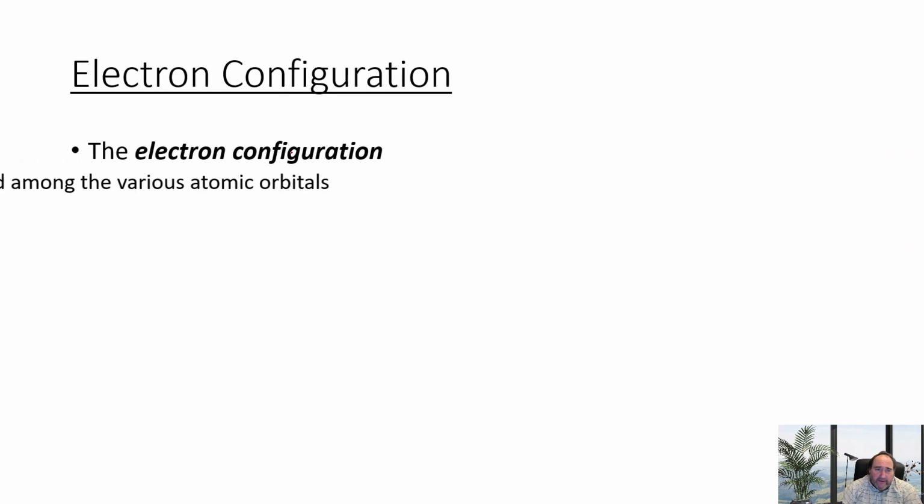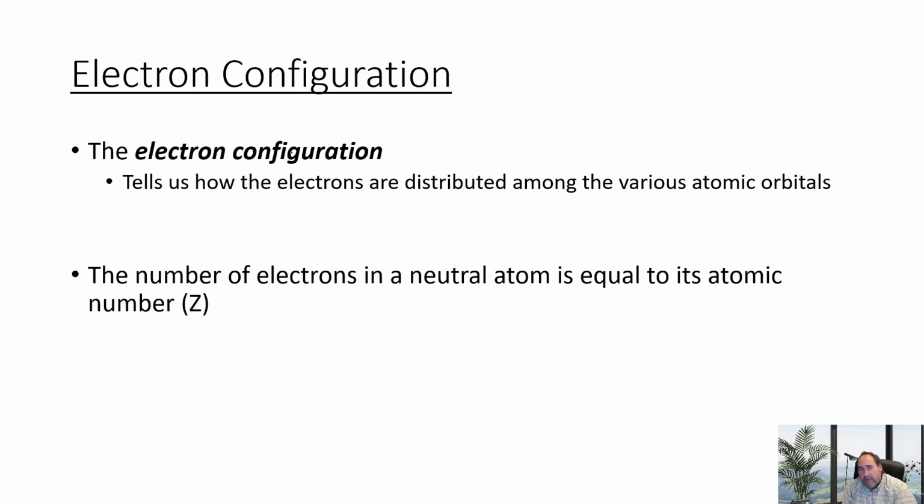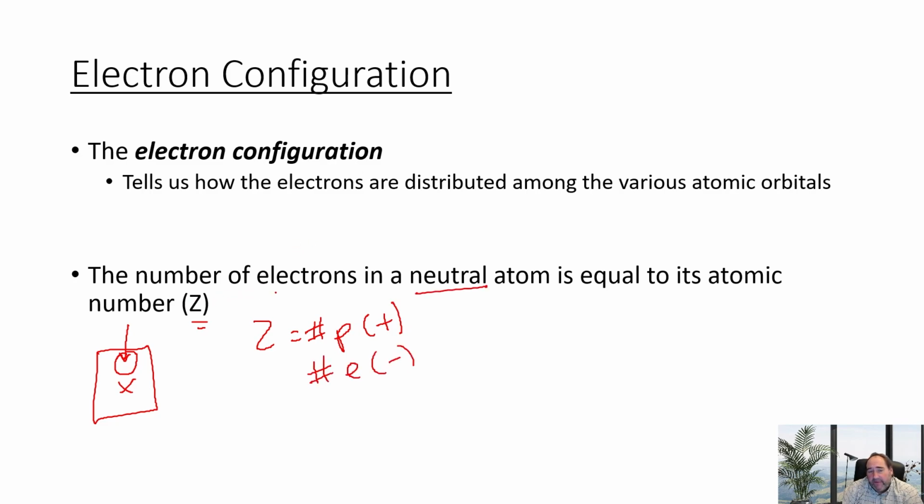So let's talk about writing electron configuration and how to do it properly. Electron configuration tells us how the electrons are distributed in the atom. And once again, electrons enter the atom lowest energy level first and continue upwards, filling the lowest energy level along the way. Now remember that if it is a neutral atom, the number of electrons is equal to its atomic number, which is Z, the number we see up on top. That atomic number really is the number of protons, but because the atom is neutral, with a charge of zero, it will also tell us the number of electrons.